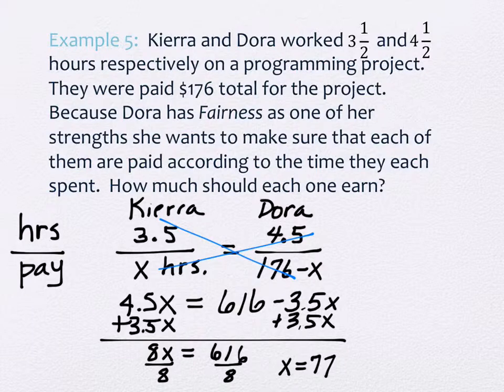77. Now, let's go back to the question that was asked. The question actually asked is how much should each one earn? What did we find out so far? How much one of them, specifically Kierra, earned. So Kierra earned $77. What about Dora? 176 minus 77, which is 99.